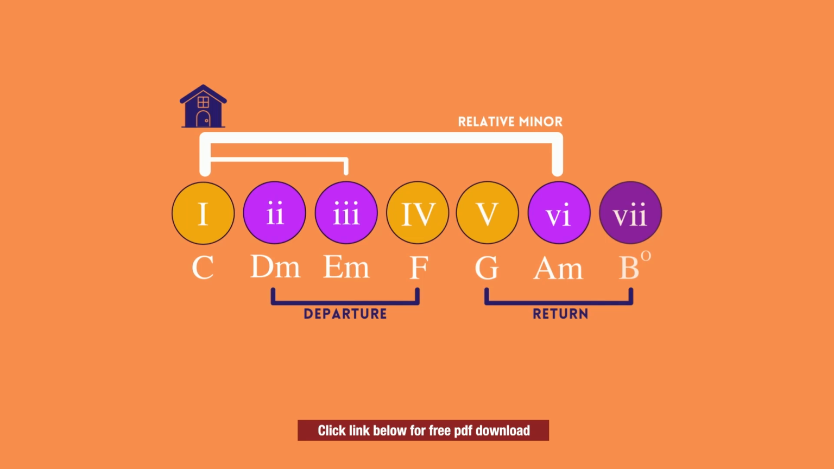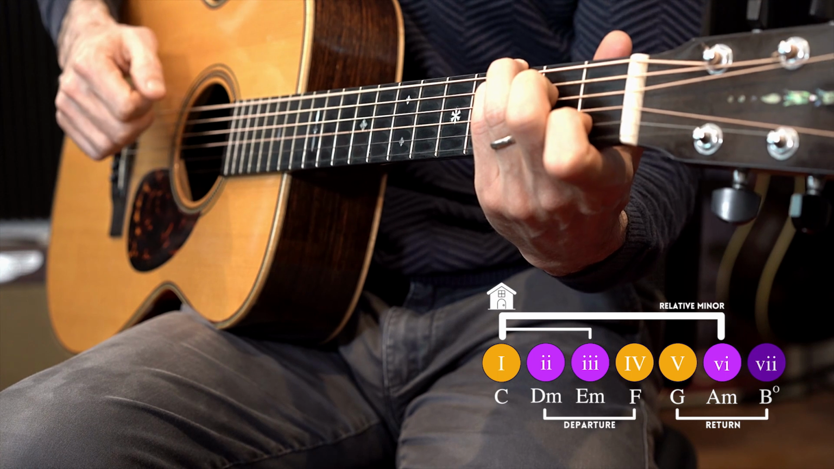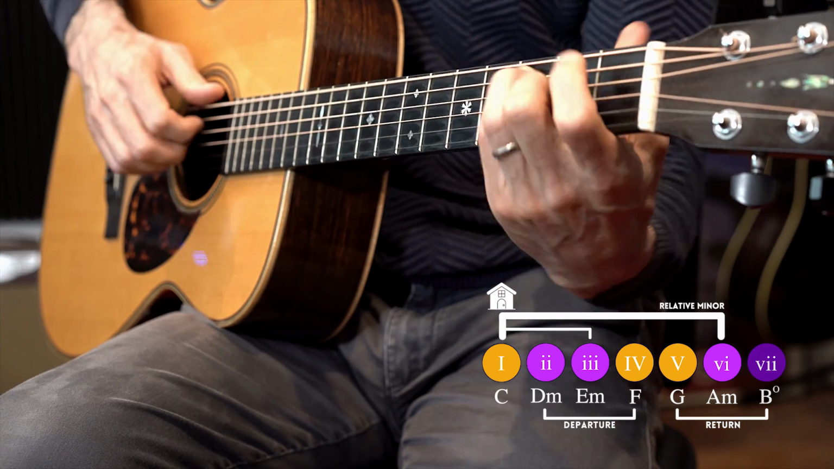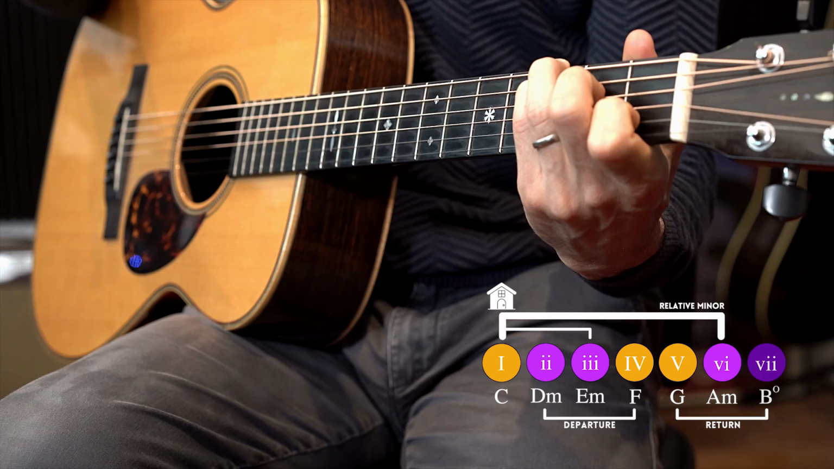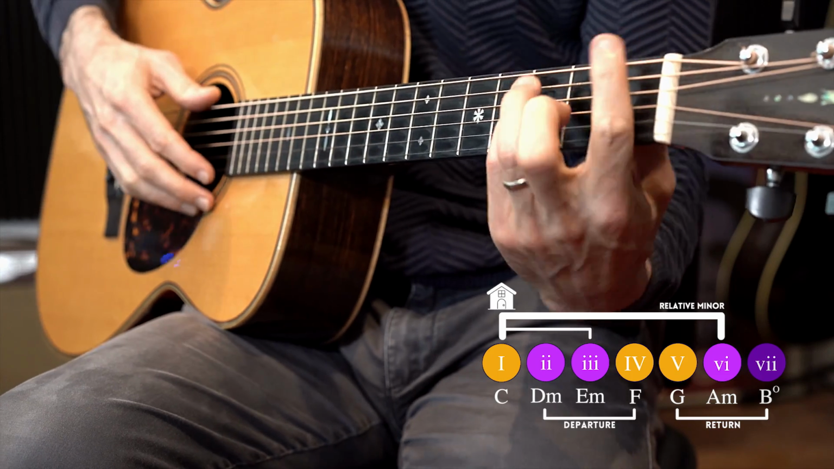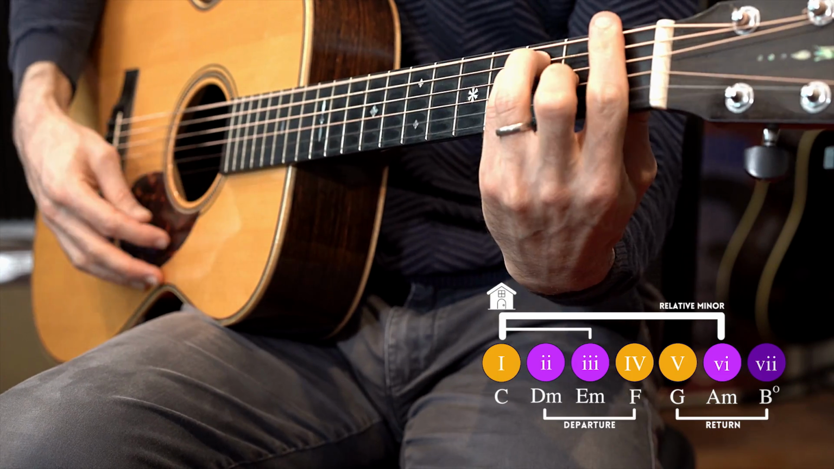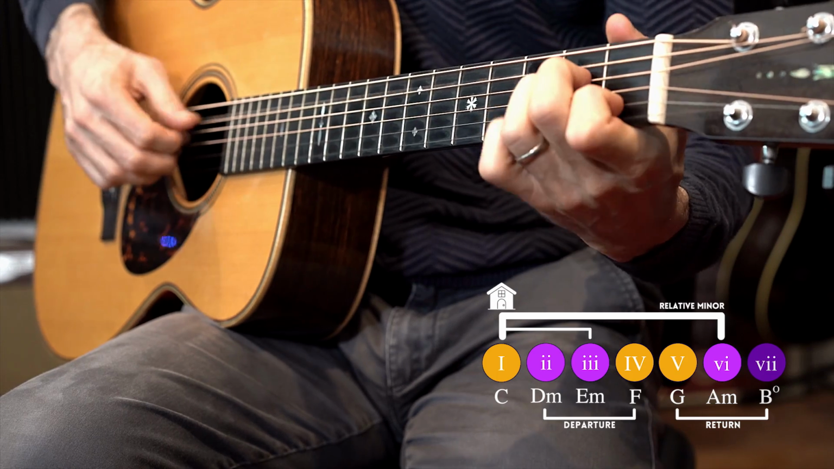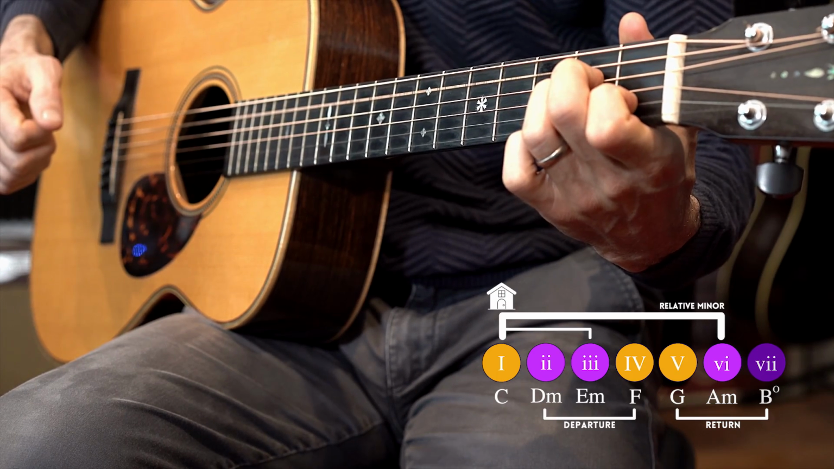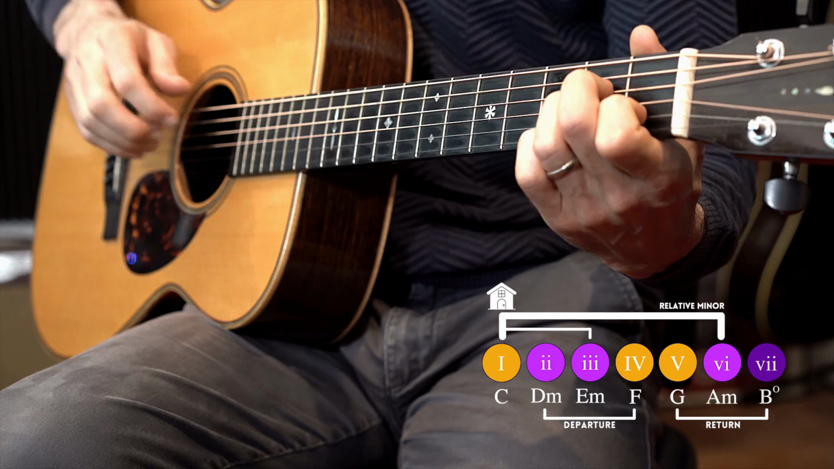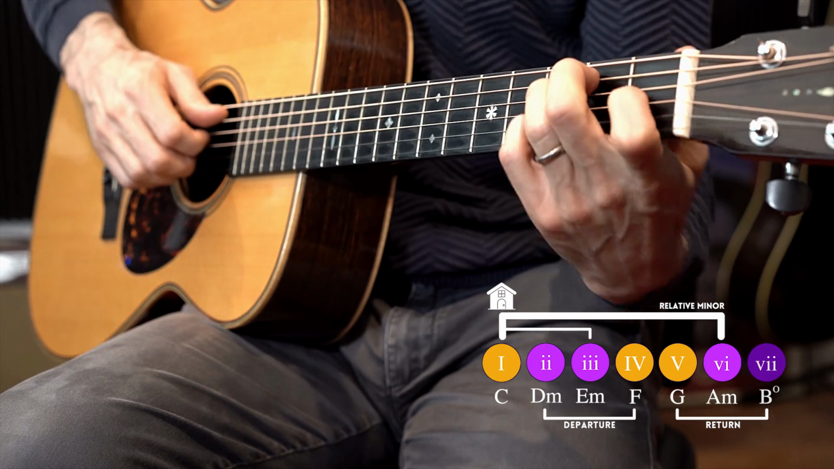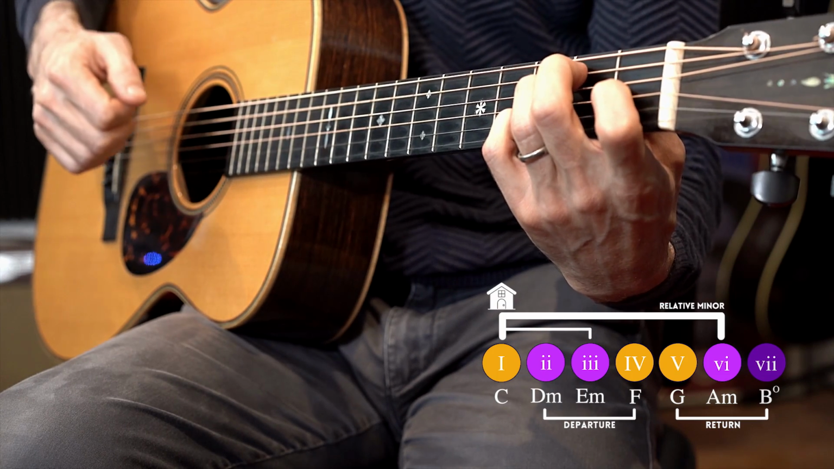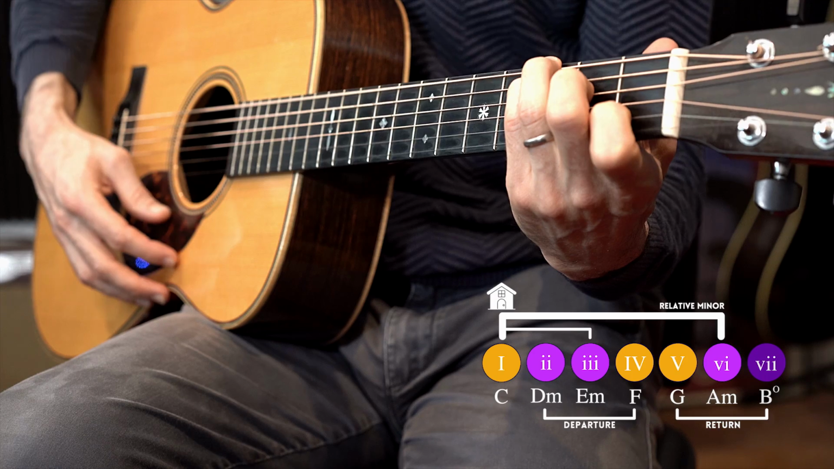So, for example, instead of playing 1, 4, 5, 1, let's substitute that final 1 chord for the relative minor. 1, 4, 5, 6. If we wanted to return home or get ready to return home, instead of going to the 5 chord, we choose the substitution for that, which is the B diminished, and we return home from that chord.